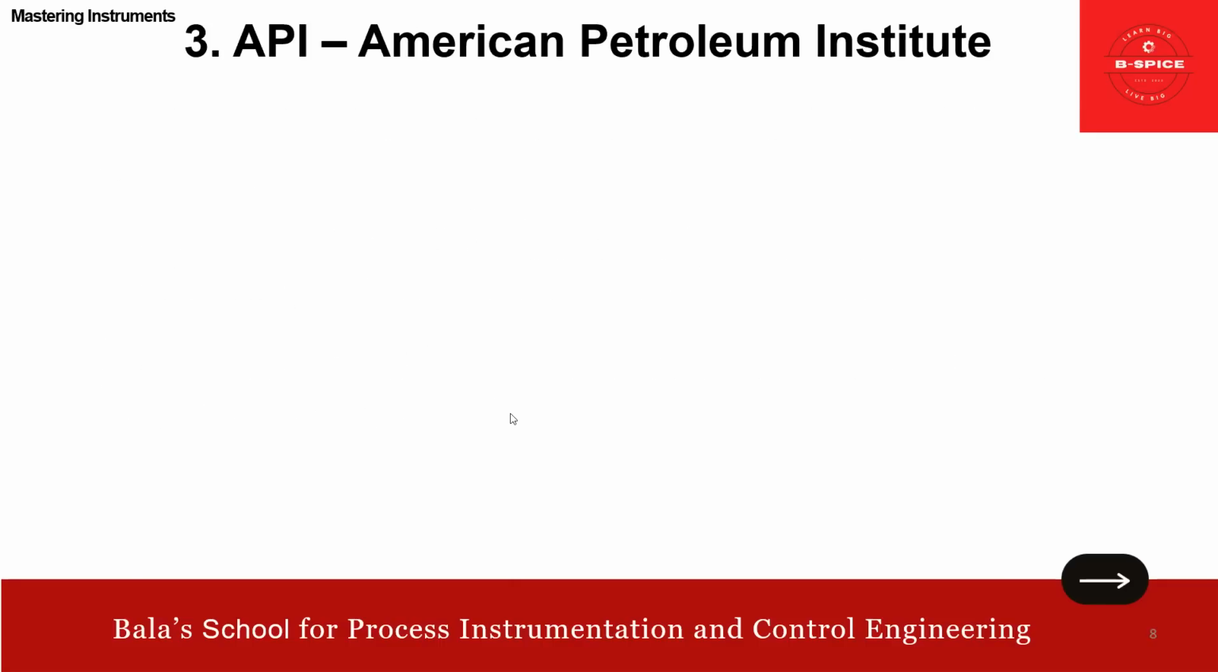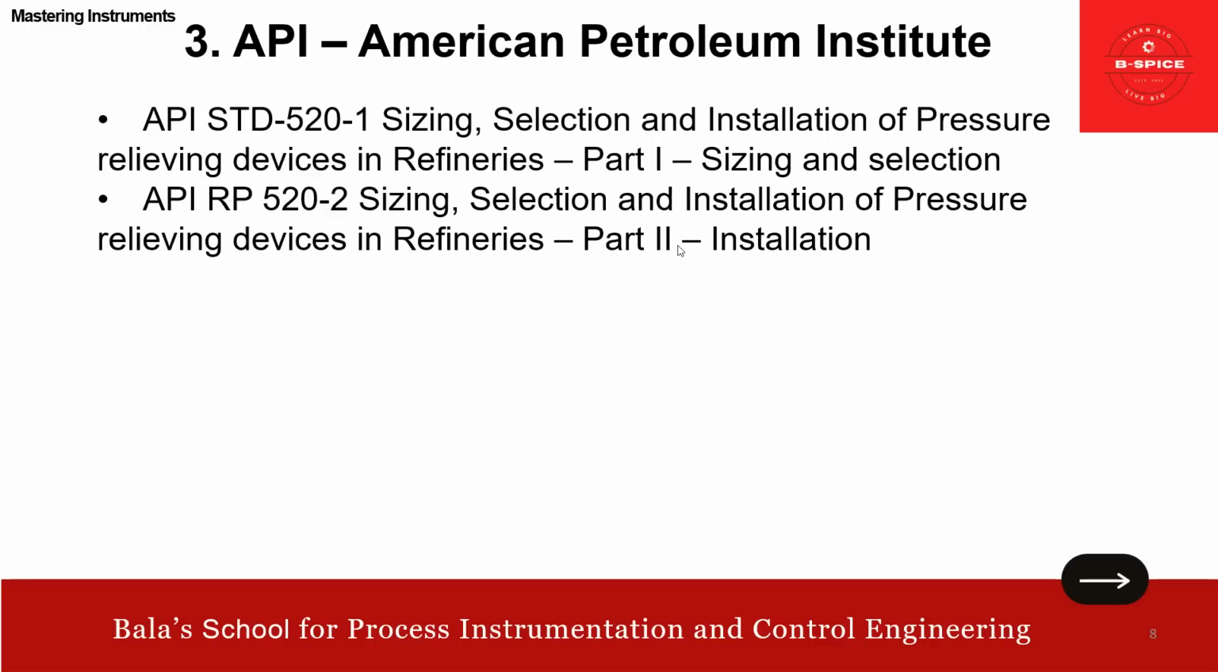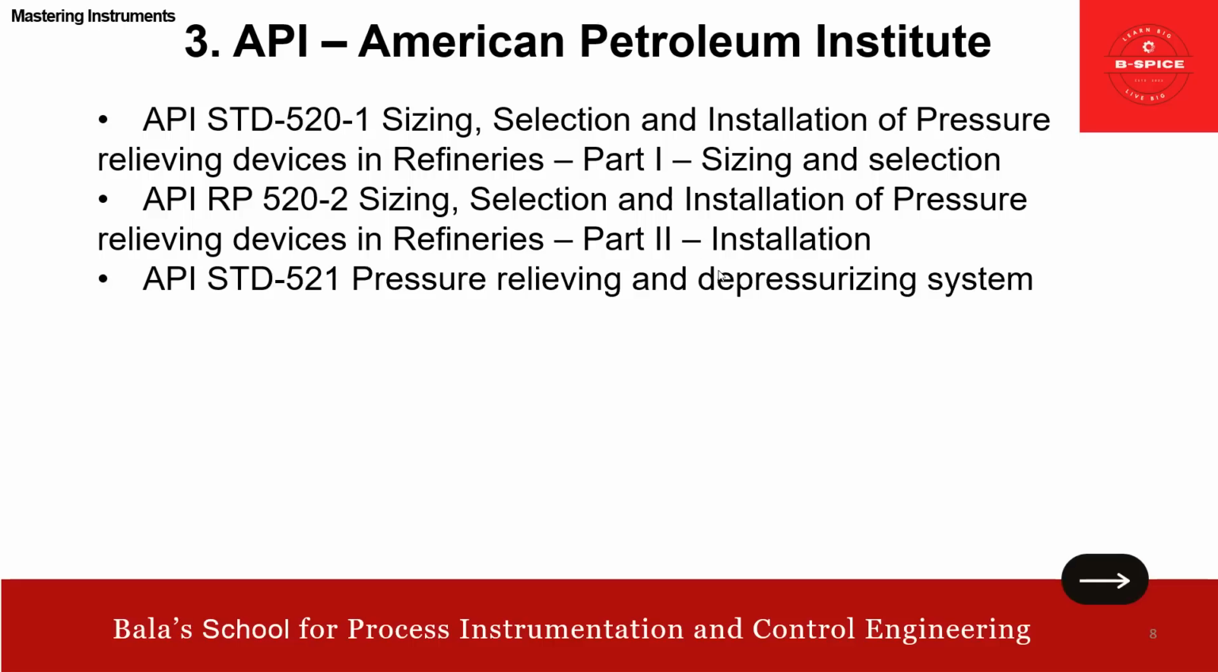Now the third item, American Petroleum Institute, very important for instrumentation. API Standard 520, Part 1, focuses on sizing, selection, and installation of pressure relieving devices in refineries. Part 1 talks about sizing and selection. API RP 520 Part 2 talks about installation. It's all about pressure relieving devices. So Part 1 talks about sizing and selection, and Part 2 talks about installation.